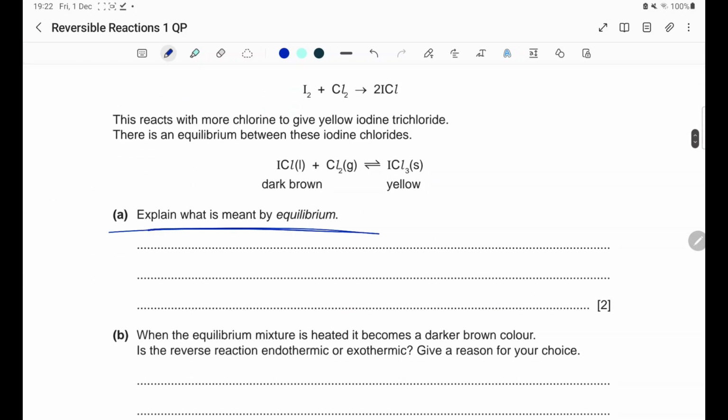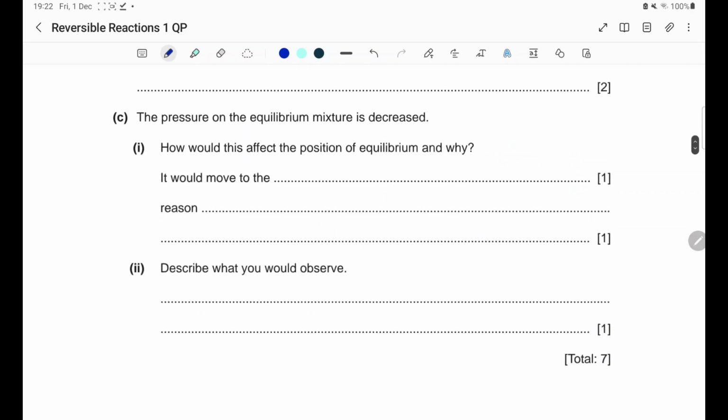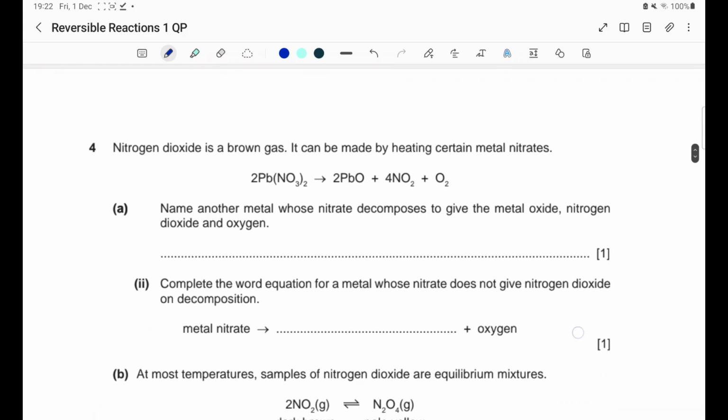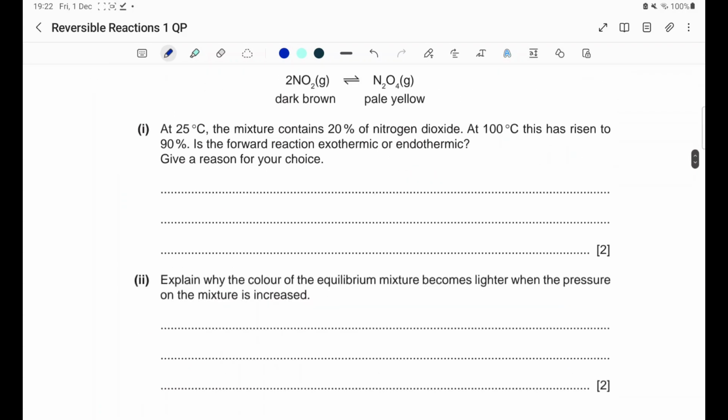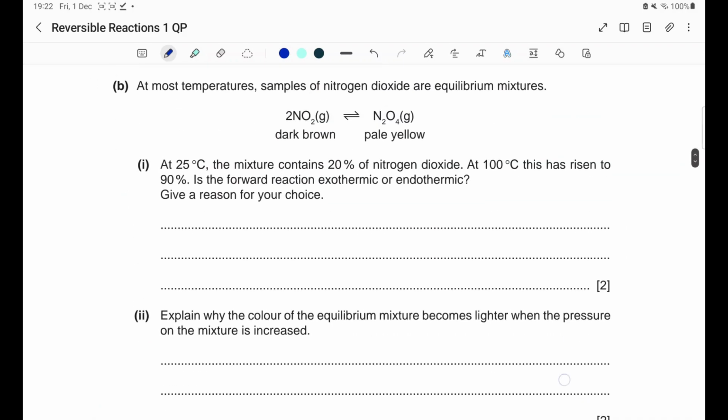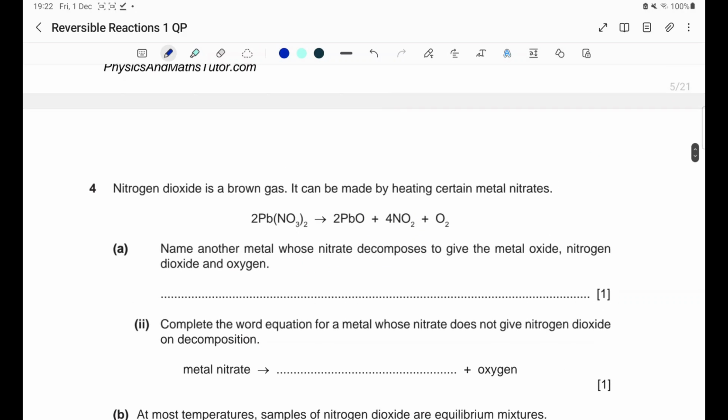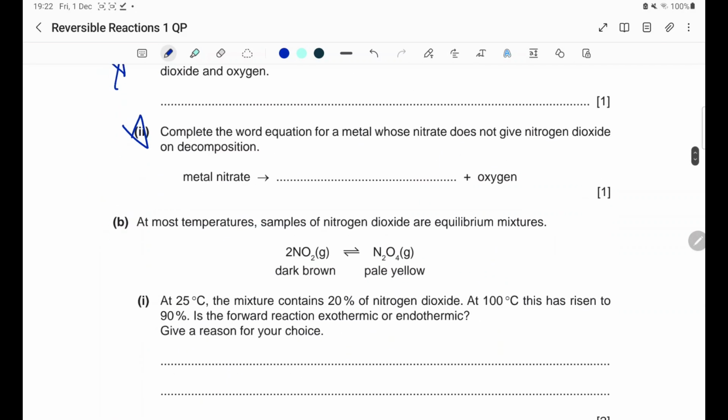Again, this is the same question. Okay. This is your metals concept, which we haven't covered yet, so I will move on to part B.